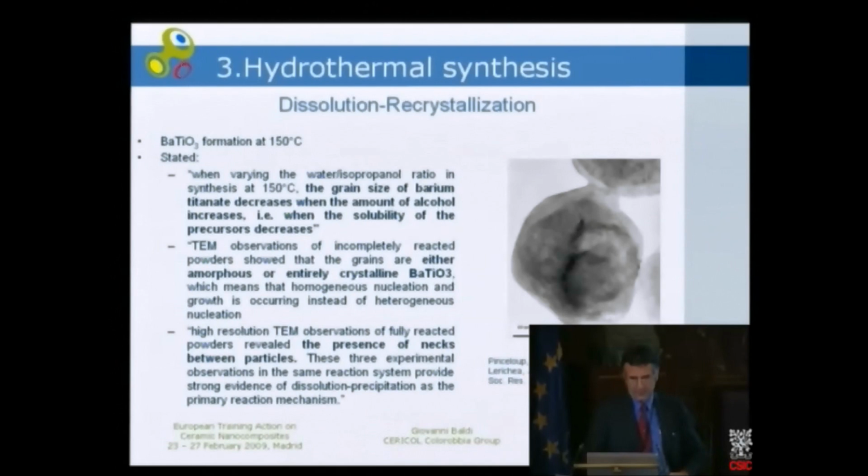It is a mechanism proposed by Prinsloo. When working at 150 degrees, varying the water isopropanol ratio, the grain size of barium titanate decreases when the amount of alcohol increases, because the solubility of the precursors decreases. Not only that, but observation of incompletely reacted powders showed that grains are either amorphous or internally crystalline, which means that homogeneous nucleation and growth is occurring instead of heterogeneous crystallization.